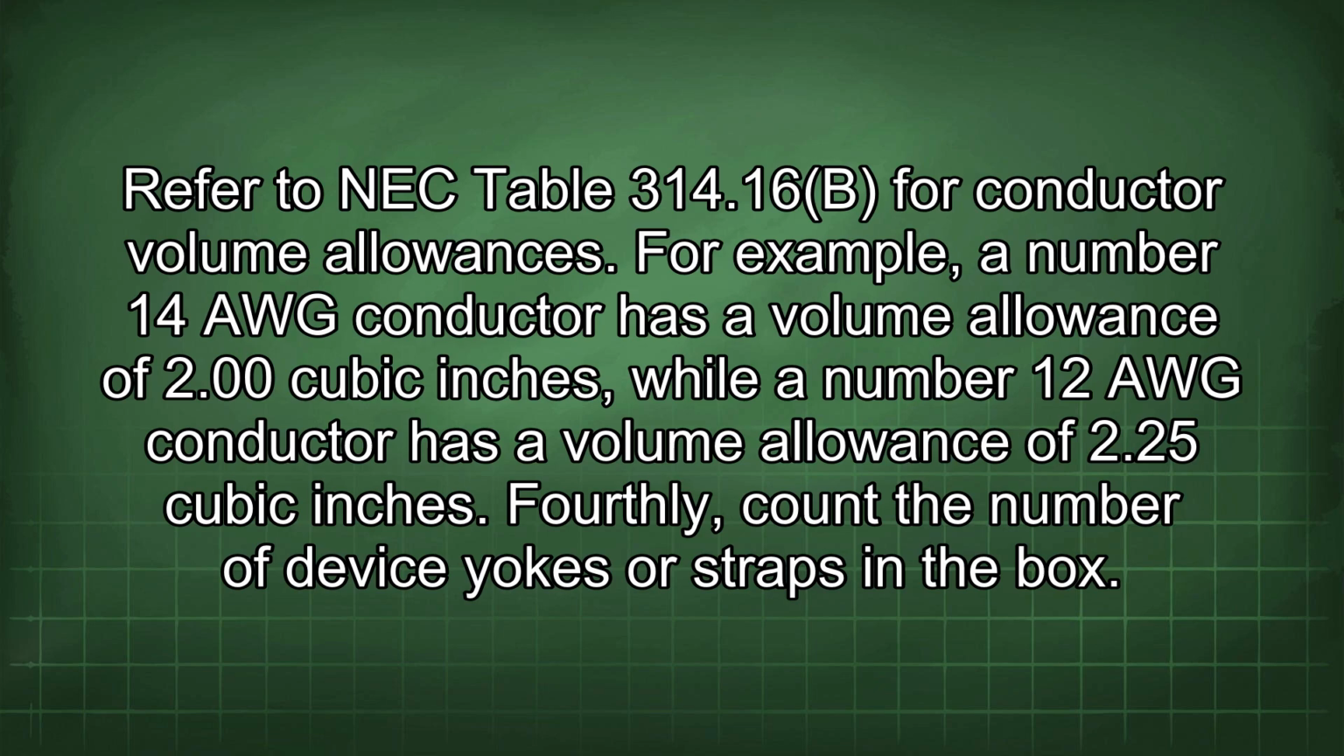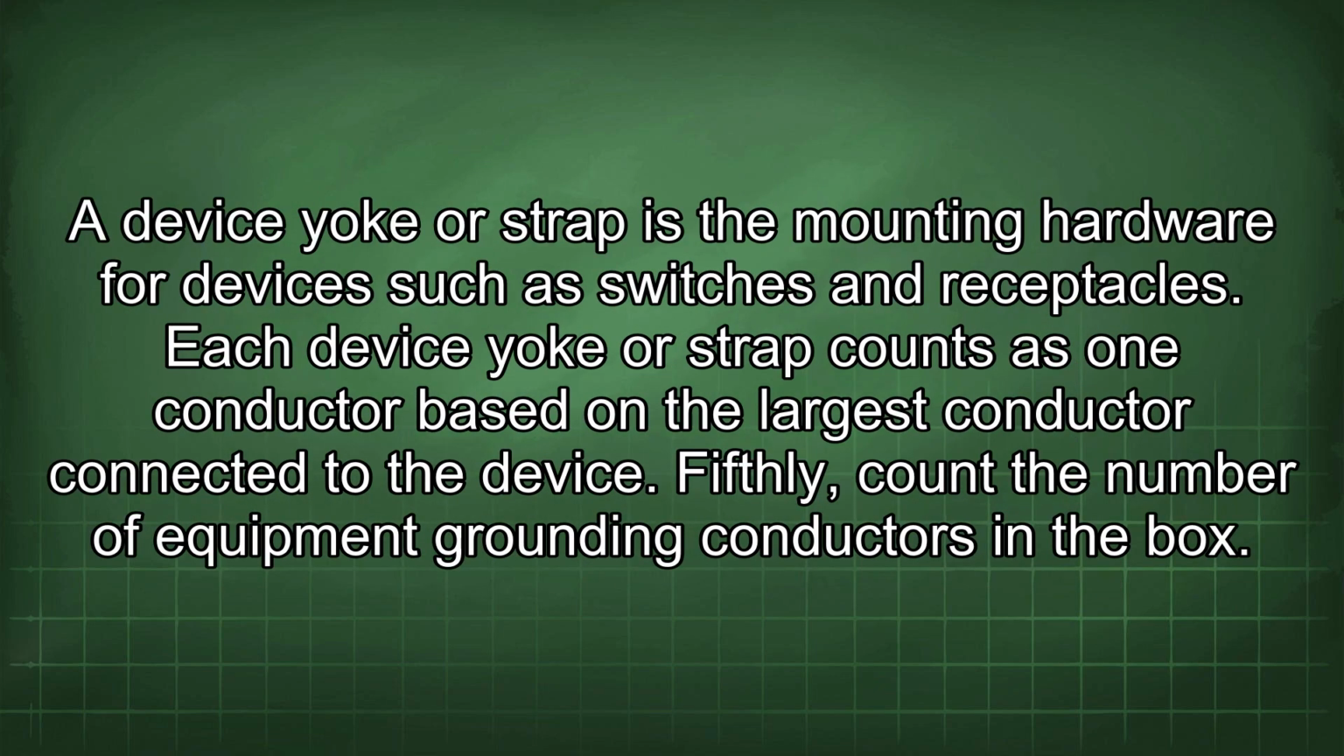For example, a number 14 AWG conductor has a volume allowance of 2.0 cubic inches, while a number 12 AWG conductor has a volume allowance of 2.25 cubic inches. Fourthly, count the number of device yokes or straps in the box. A device yoke or strap is the mounting hardware for devices such as switches and receptacles. Each device yoke or strap counts as one conductor based on the largest conductor connected to the device.